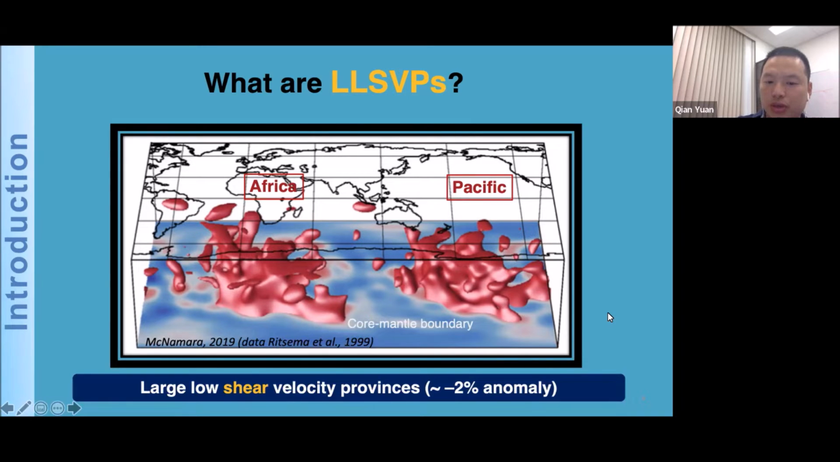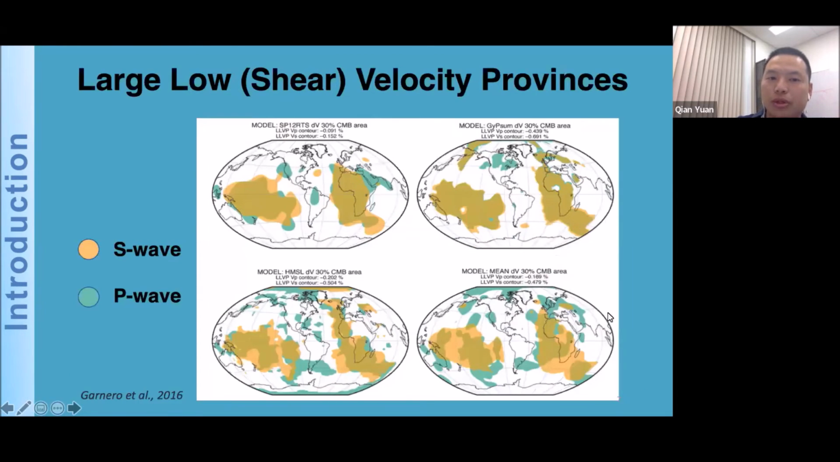So this shows the shear wave anomalies. But actually, these two blobs are also very obvious in global P-wave models, as shown by this review paper by Garnero like six years ago. The yellow one shows the degree 2 structure of the shear wave anomalies, and the green one also shows similar degree 2 structures. In some literature, you will see them called large low velocity provinces, because the P-wave anomaly is also there. But the S-wave is more obvious. So in this presentation, I will call them LLSVPs.